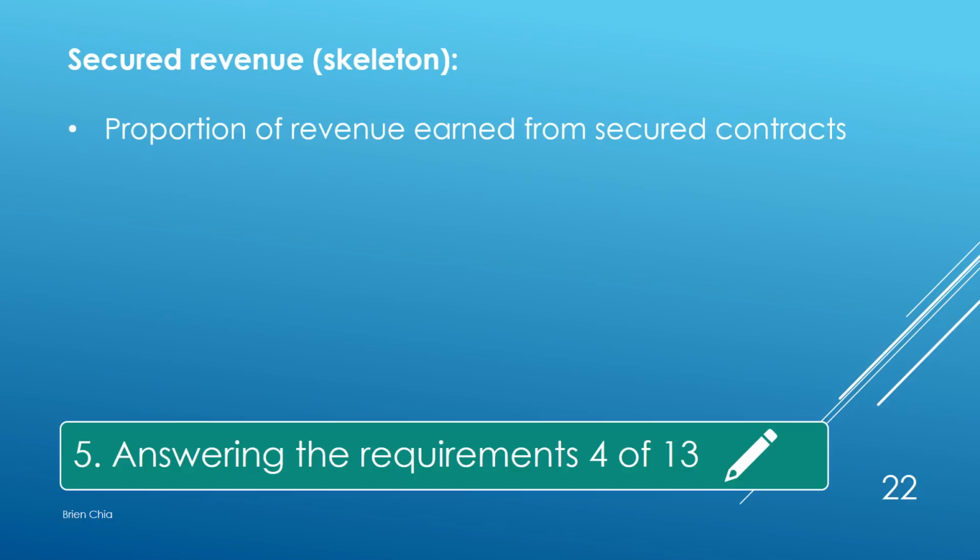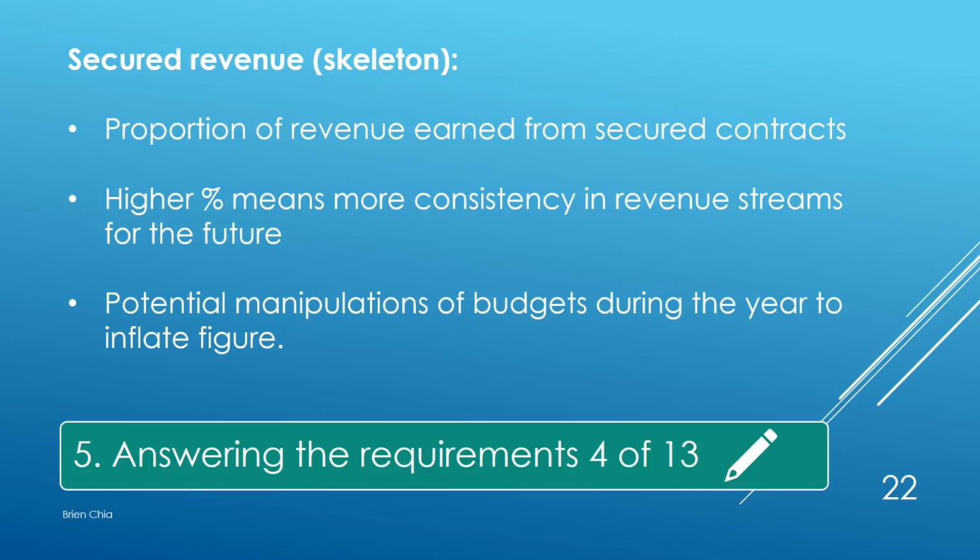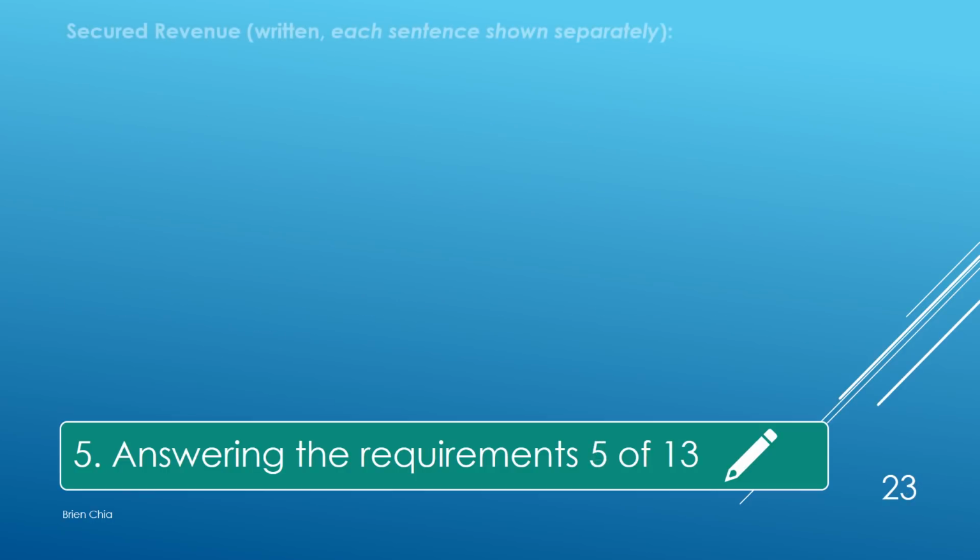Our next KPI is secured revenue. I'm going to show you the skeleton answer first. First of all, proportion of revenue earned from secured contracts. Higher percentage means more consistency in revenue streams for the future. The potential manipulation is the budget, which they do somewhere in the middle of the year. So it inflates the figure. They can reduce the budget. The full written answer would probably look like this.